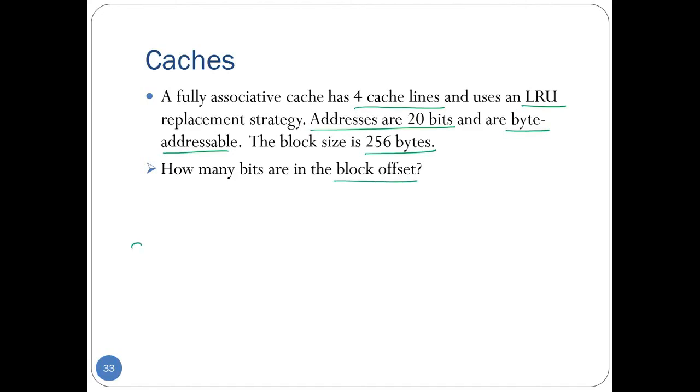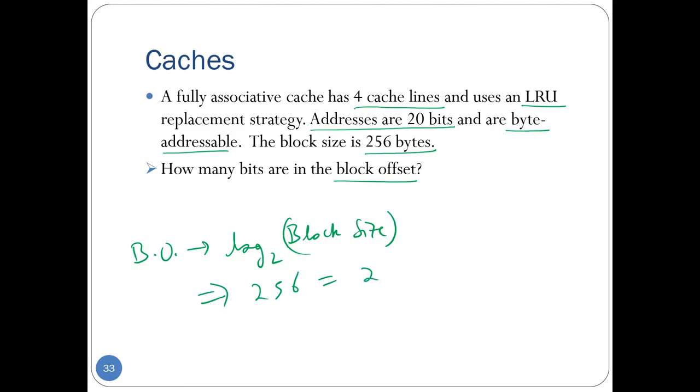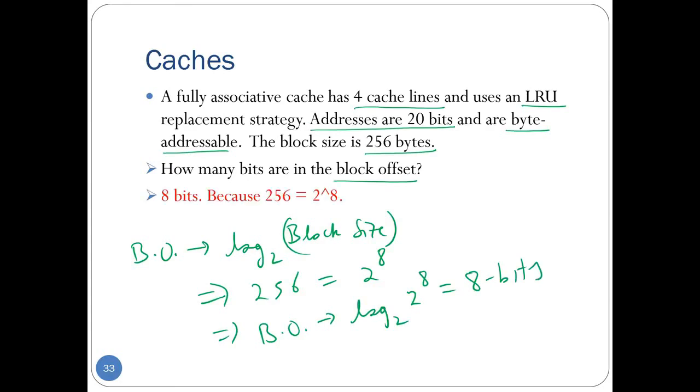So this is pretty straightforward. Recall that the number of bits in the block offset is basically log base 2 of the block size. In this case we know that the block size is 256 bytes, and 256 is 2 to the power 8. So the block offset will have log base 2 of 2 to the power 8, which is 8 bits. So the answer is over here.